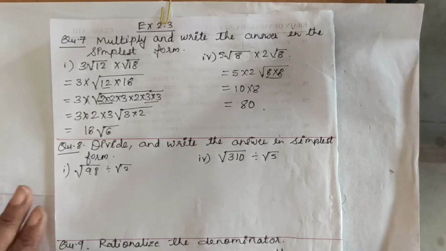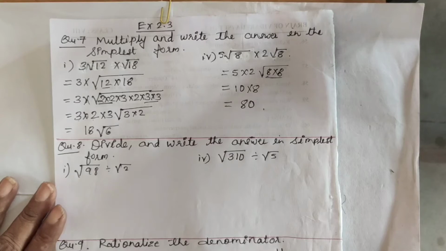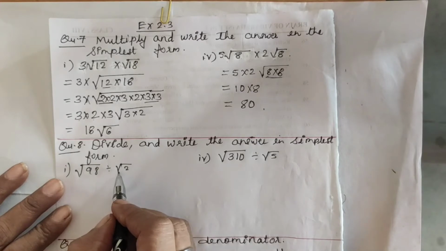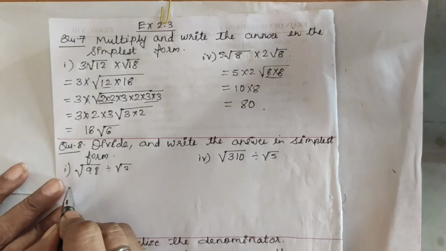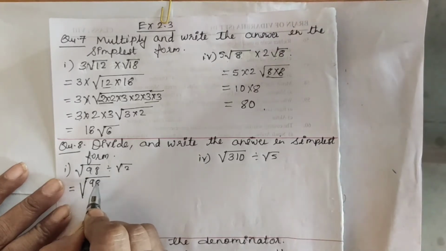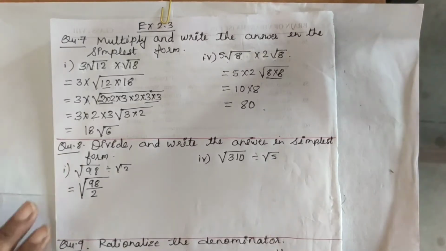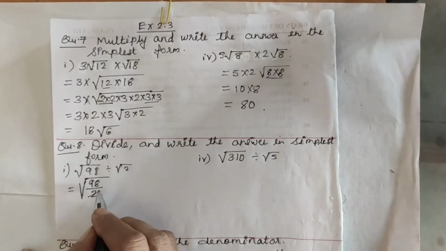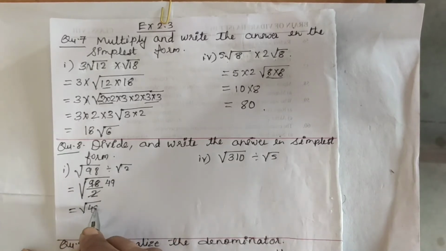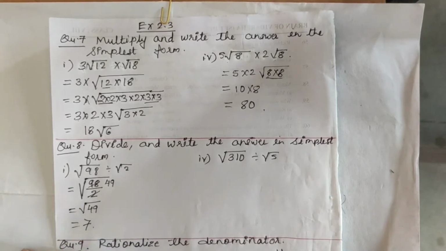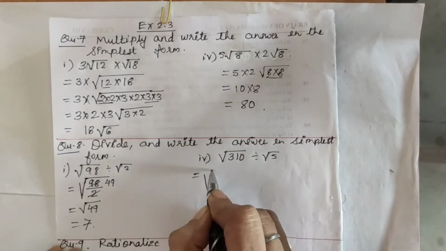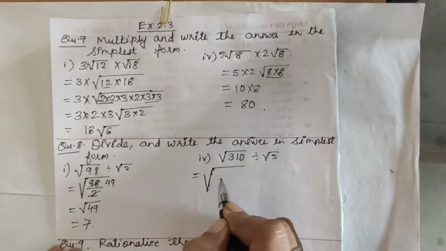Now let's divide. Division of surds. Divide and write the answer in simplest form. Again children, here the order is 2, and here also the order is 2, and you know division we write as a fraction. So let us write it like this. As the order is the same, you can take both the numbers in one square root like this. And now children, you can simplify also. When you simplify this, you will get square root of 49, and the square root of 49 is what? 7 is the answer.